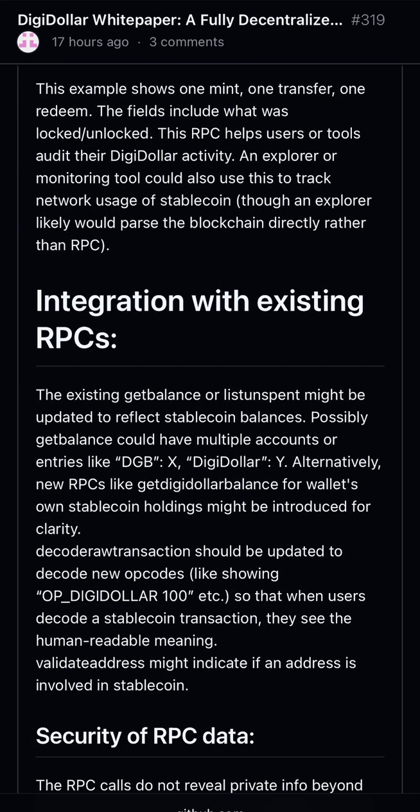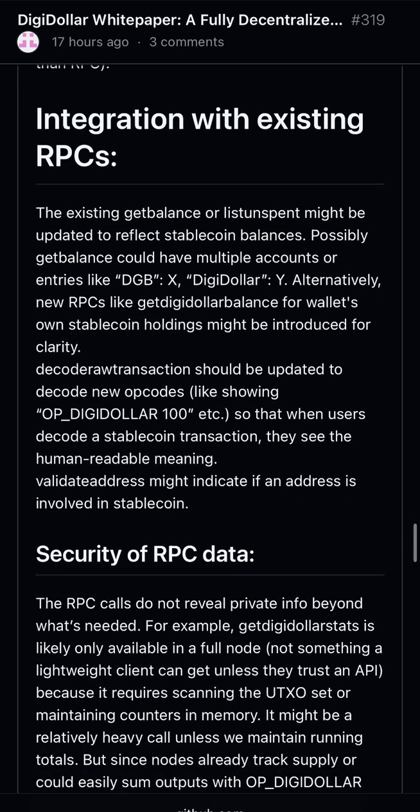This example shows one mint, one transfer, one redeem. The fields include what was locked or unlocked. This RPC helps users or tools audit their DigiDollar activity. An explorer or monitoring tool could also use this to track network usage of the stablecoin, though an explorer likely would parse the blockchain directly rather than use RPC.